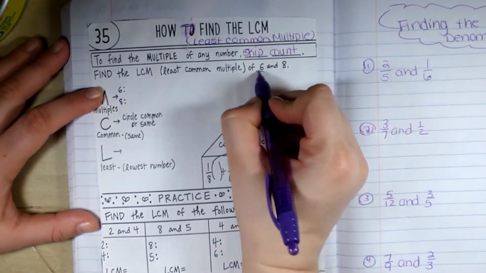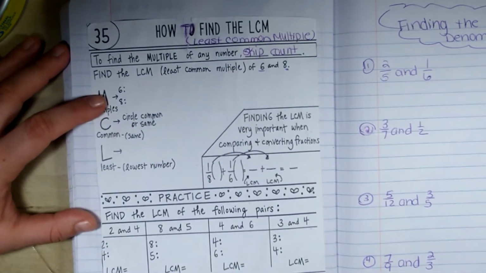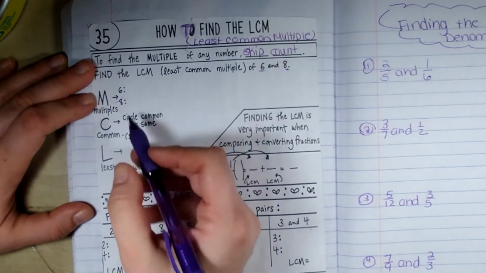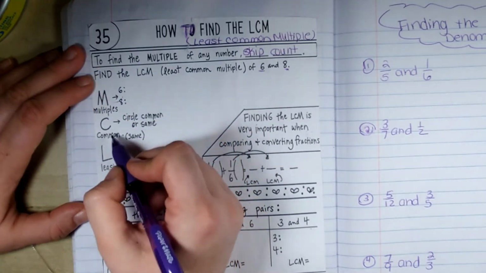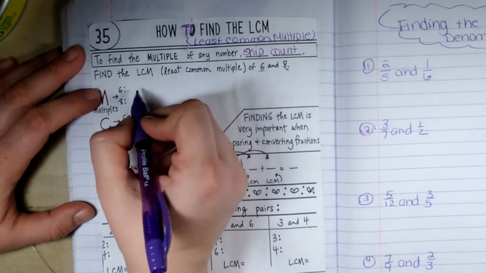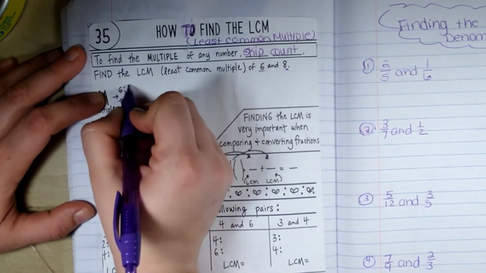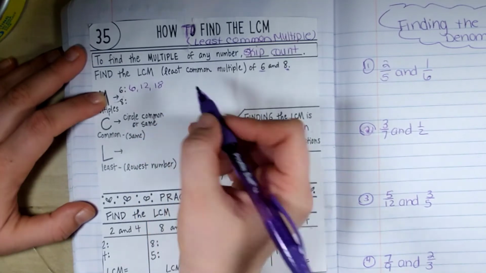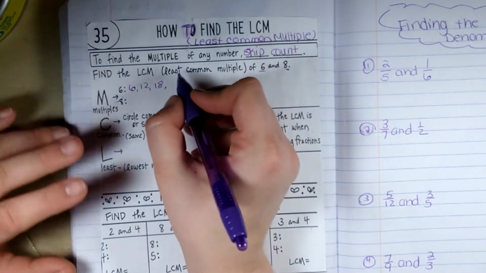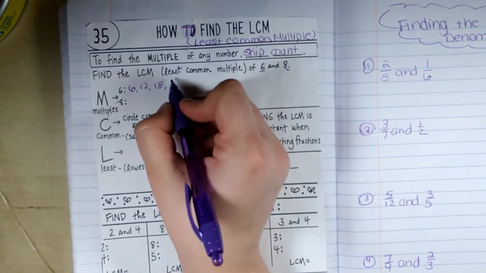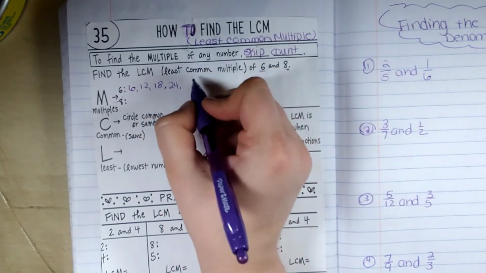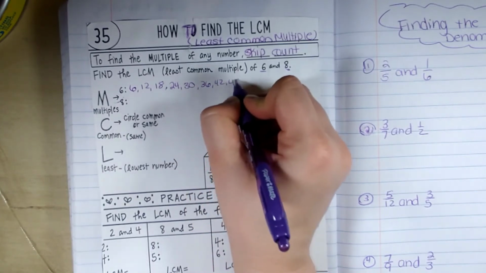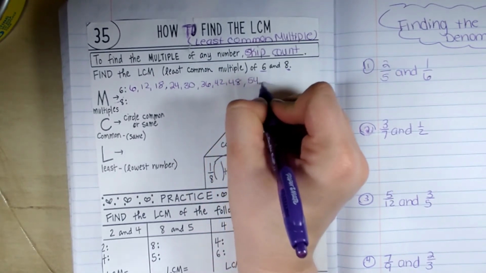We're going to find it for 6 and 8. So I always line them up like this. So MCL, multiples, common, least common multiples. We're going backwards. Okay. So you find the multiples. I'm going to count by 6. 6, 12, 18, and I usually go up to 10. If I need to go beyond that, then I will, but I don't usually go beyond 10. So I have 24, 30, 36, 42, 48, 54, and 60.